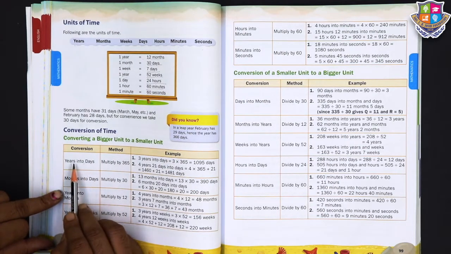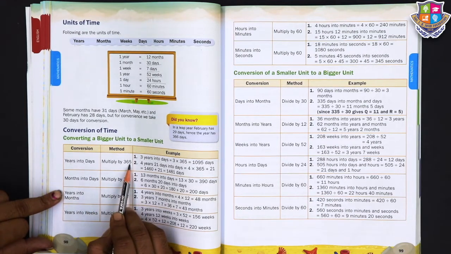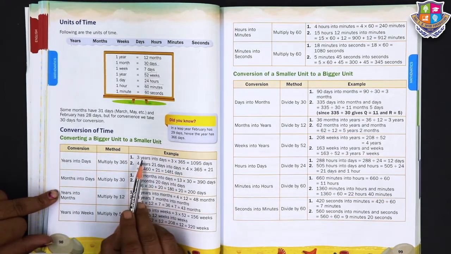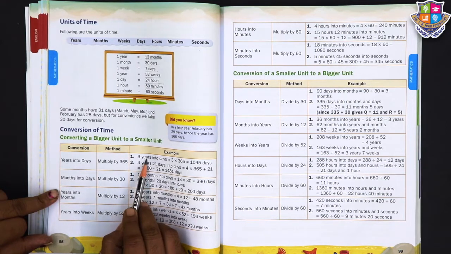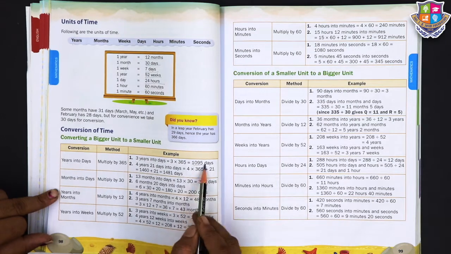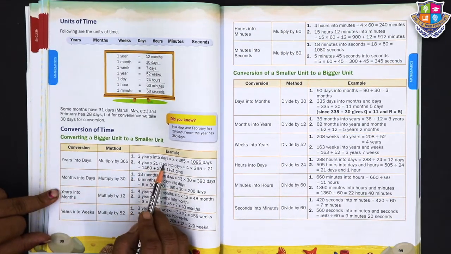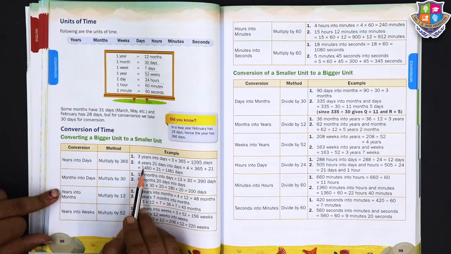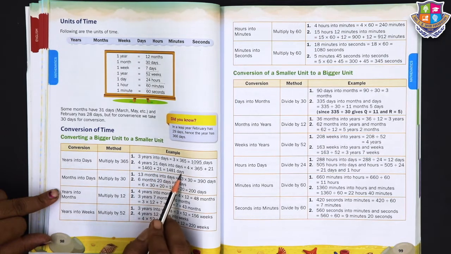When you have to convert years into days, just multiply by 365, because 1 year is equal to 365 days. 3 years into days: you just have to multiply 3 by 365. It is equal to 1095 days. 4 years, 21 days. So 4 years is equal to 4 multiplied by 365, which is 1460 days, and 21 days more is 1481 days.